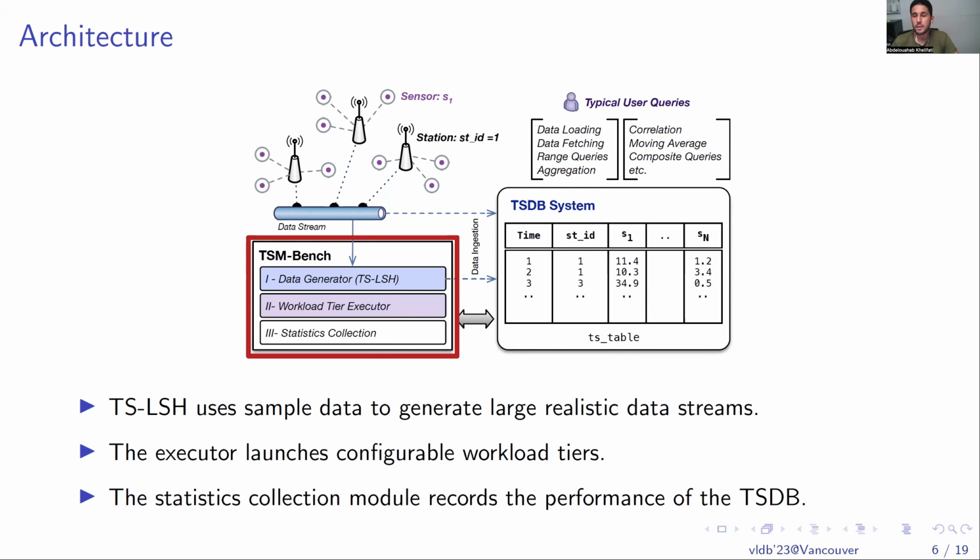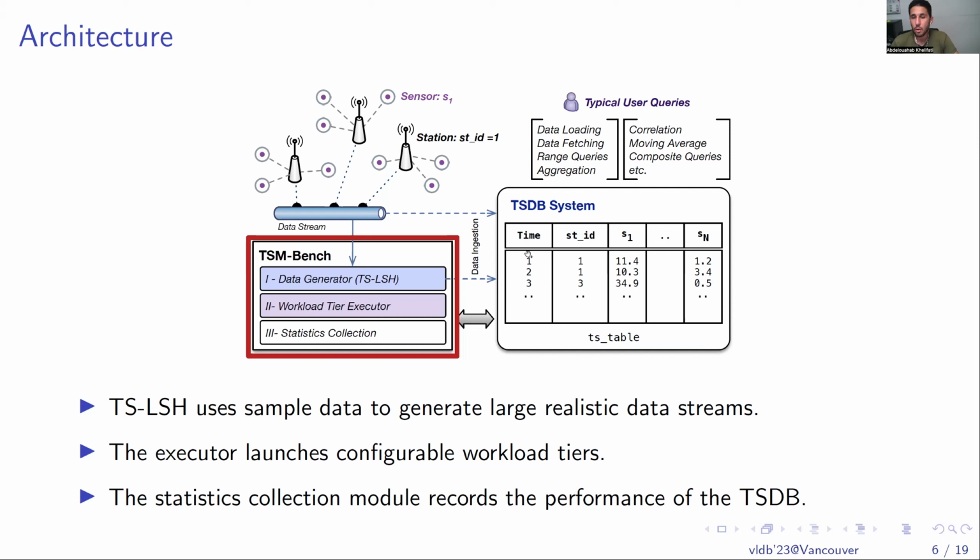The pipeline for our benchmark starts with the stations that contain different types of sensors, and each station collects the data from the sensors and sends it to the time series database systems. Our benchmark is mostly composed of 3 main components: the data generator that generates large volumes of realistic data and feeds them to the systems to make them ready for the next workloads. The second component is the workload executor that generates a variety of workloads and executes them on the system. And the third component is the statistics collection module that collects the different metrics from the systems to represent their performance.